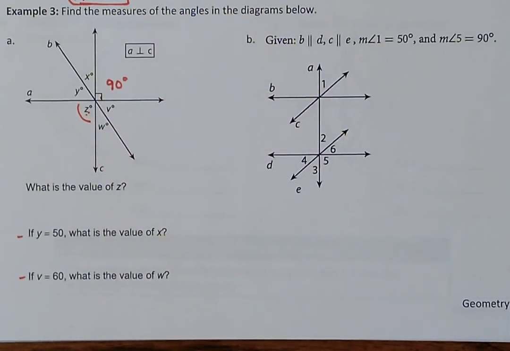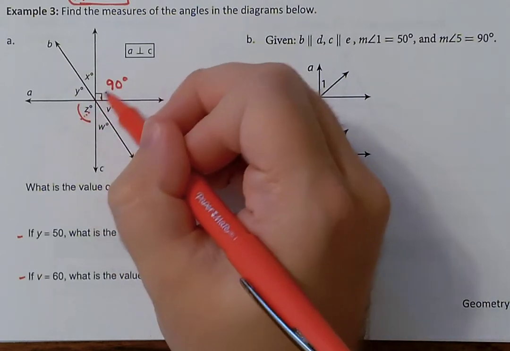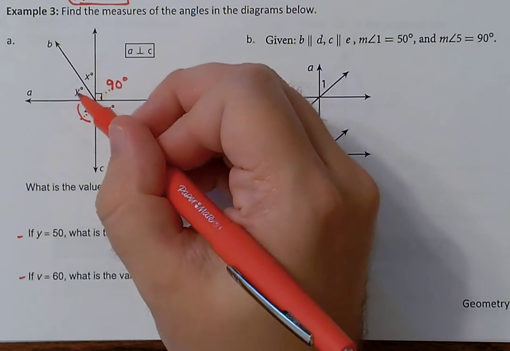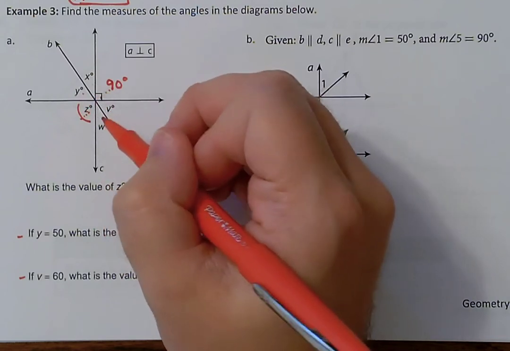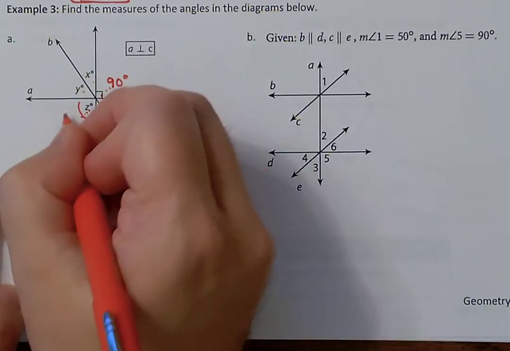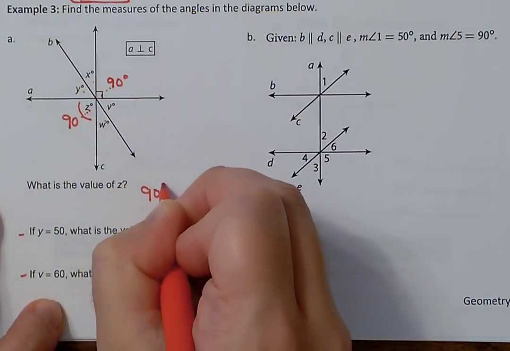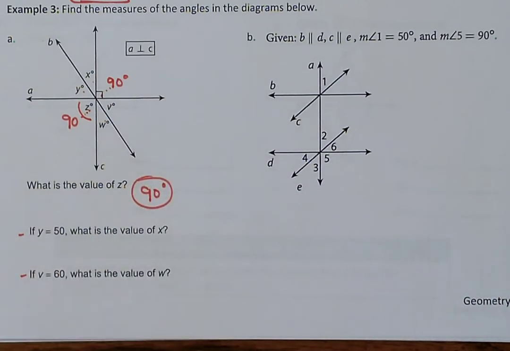You have to think back to 4.1. In 4.1, we talked about vertical angles. Vertical angles are angles that are opposite of each other. So other vertical angles would be Y and V, X and W. So Z and 90 are vertical angles. So that means Z is also 90 degrees.